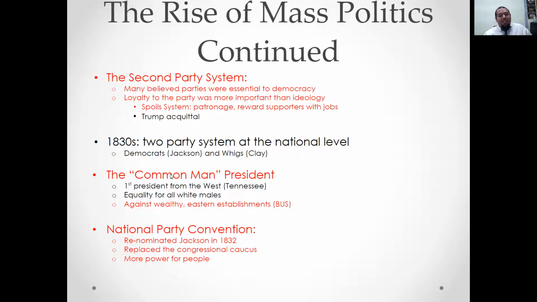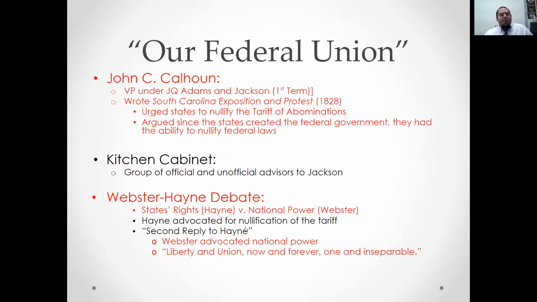And you also have the National Party Convention being created, and it renominated Jackson in 1832, and it replaced the Congressional Caucus. So now more and more people will go to these conventions, become party members, and vote for who they want to be nominated from their party. All right. So it's what you see today: the Democratic National Convention, the Republican Party National Convention. So DNC, RNC, there you go. Those are those terms.